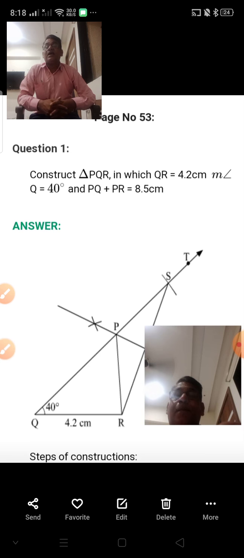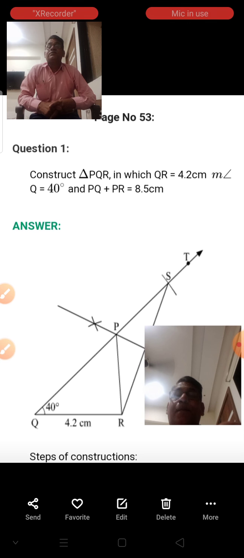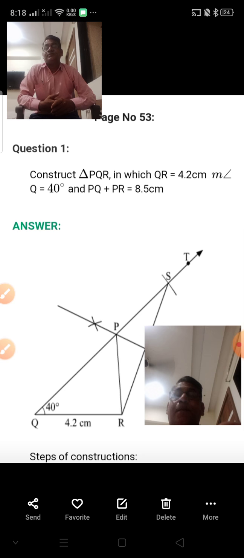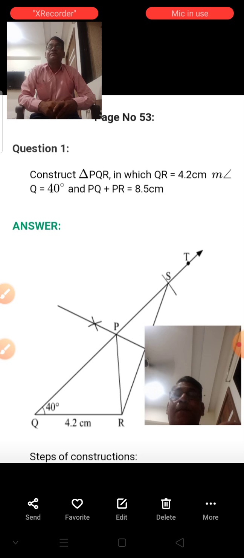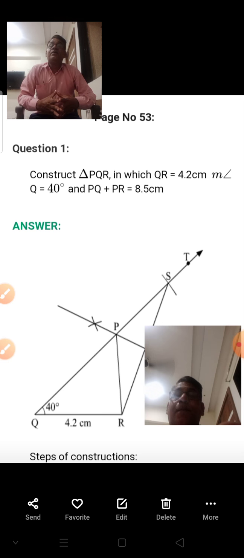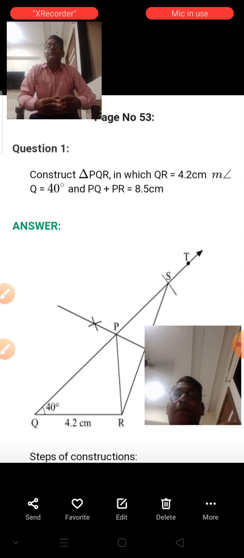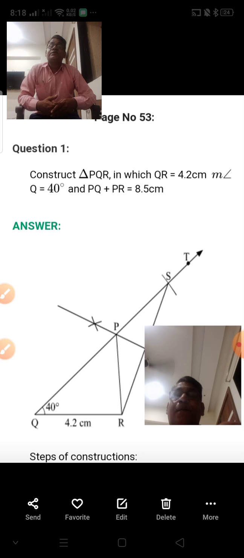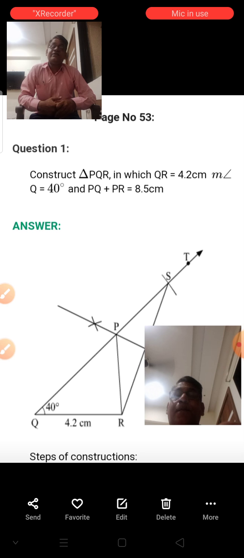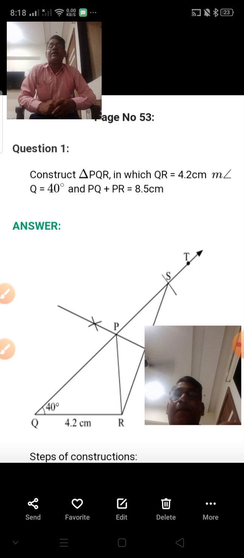In the previous class, we completed the third chapter, that is triangles, and we also completed the problem set. Now we have to start the next chapter, and the chapter is geometric construction.